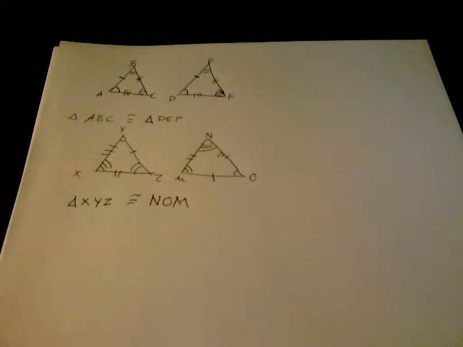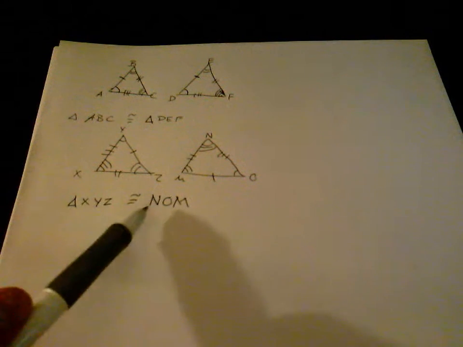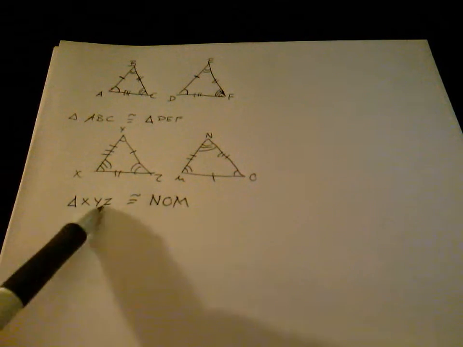That just shows you that you have to look at the congruency marks. You can't just go in alphabetical order. You have to look at the congruency marks and see which matches with what, because the letters have to be in the same position as the ones they're congruent to.